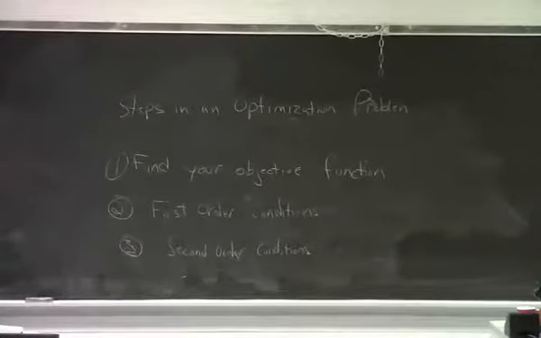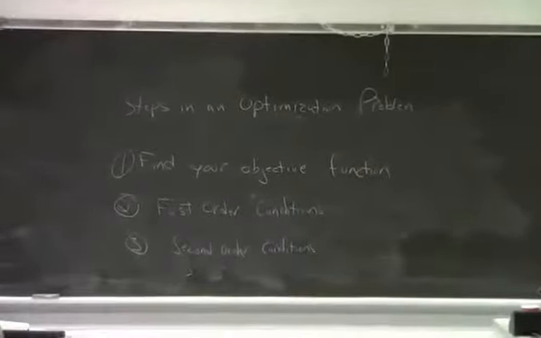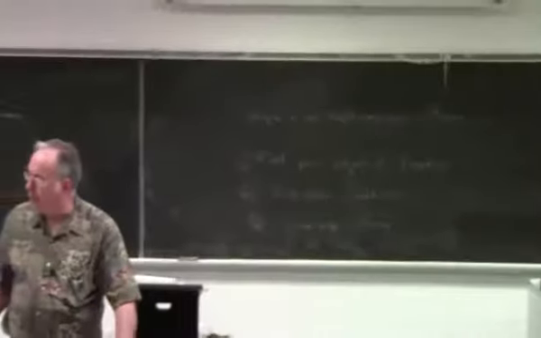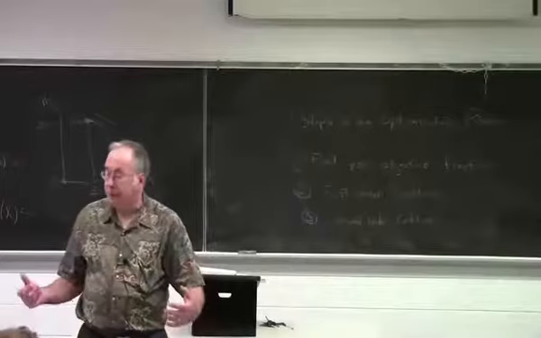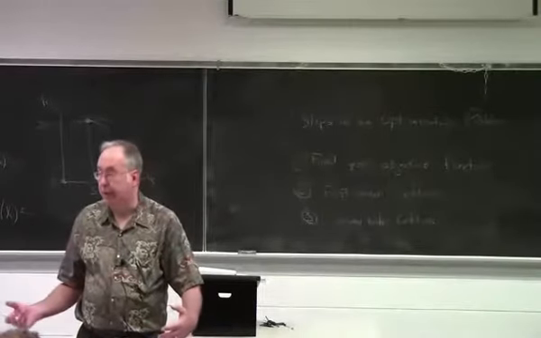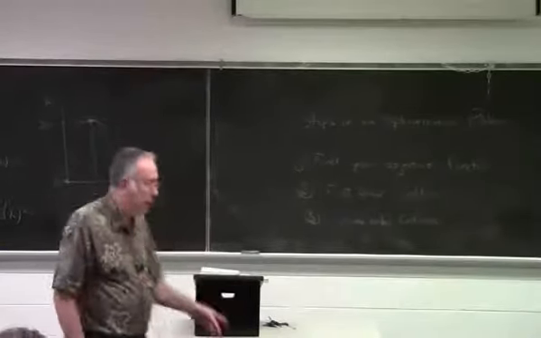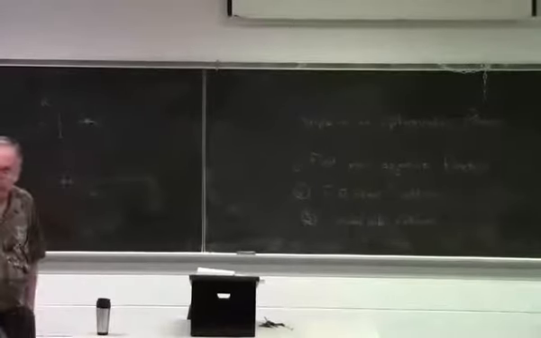All right. So those are really the three steps. Find the objective function, the thing you're trying to maximize or minimize. Then take the first derivative, set it equal to 0, and get the critical value of x. Then check the second derivative. See if the second derivative is positive or negative, and that'll tell you whether you have a maximum or minimum.